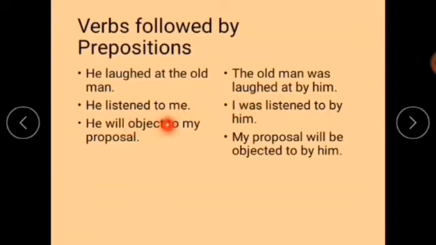He will object to my proposal. My proposal will be objected to. You can say objected to. Here also after the verb a preposition will be there.